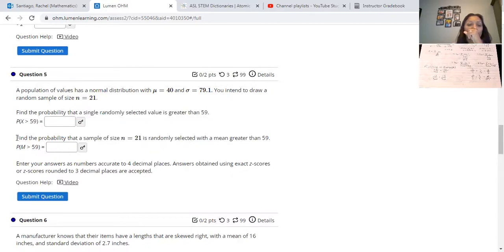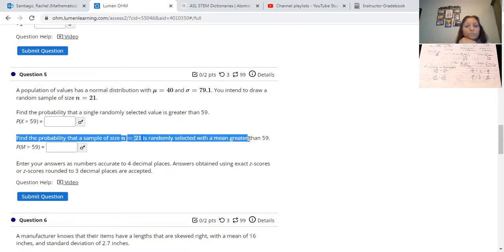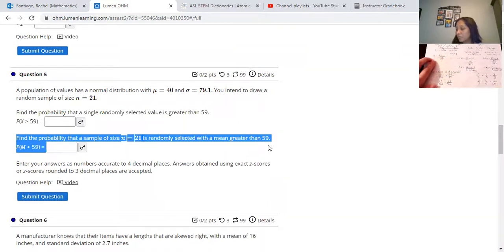Okay. This second part, look at how it's worded. Find the probability that a sample size n equals 21 is randomly selected with a mean greater than 59. For this particular part, you're going to use your central limit theorem. You're going to use the z-score for that one, which is the sample mean minus the population mean divided by the population standard deviation divided by square root of n. You're going to use this big formula for this part where your sample mean, that M capitalized, that means sample mean, is going to be 59.